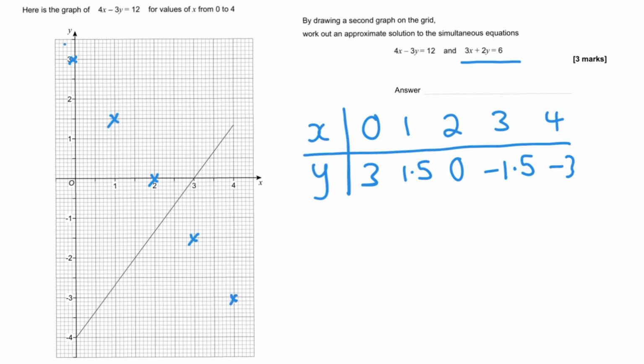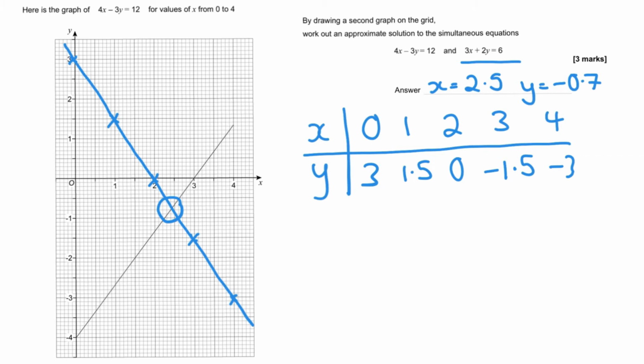So if we join up our dots here, we've got the line of our second equation and we can see where the two lines cross. This is going to be our answer. So we've got an x value of 2.5 and a y value of minus 0.7, which is our answer of an approximate solution to the simultaneous equations.